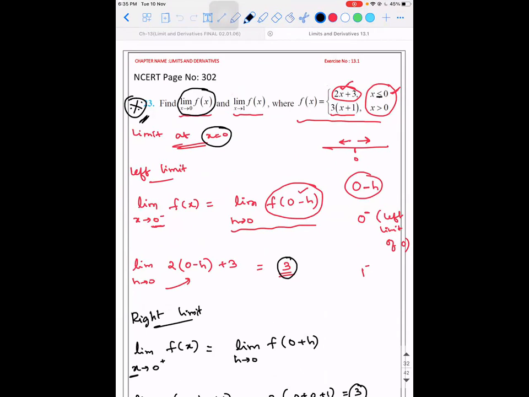Because eventually h will tend to 0, sir. It will be 1. No, that's not the reason. It has nothing to do with the limits and all. It's a simple logic. You look at the function, you'll understand.